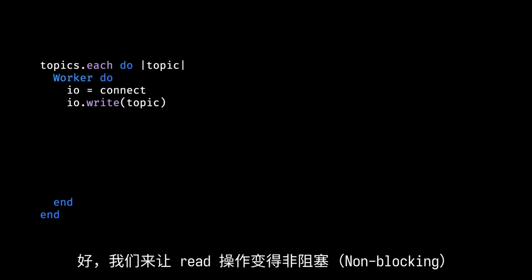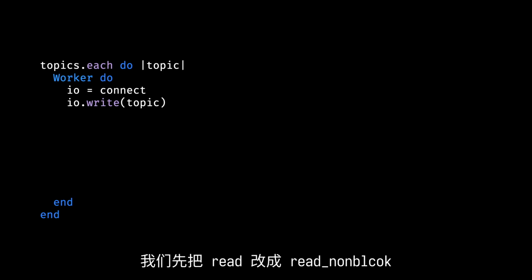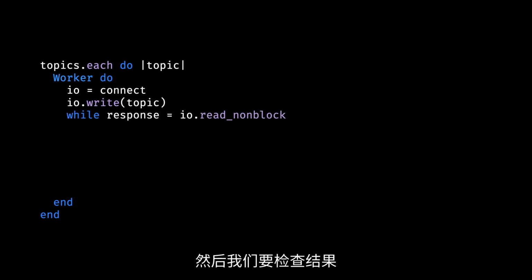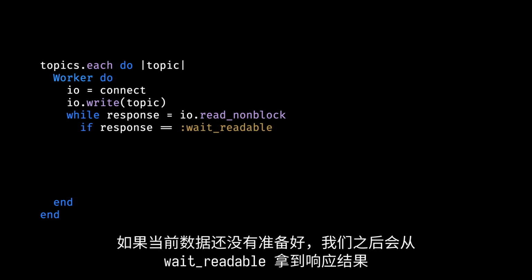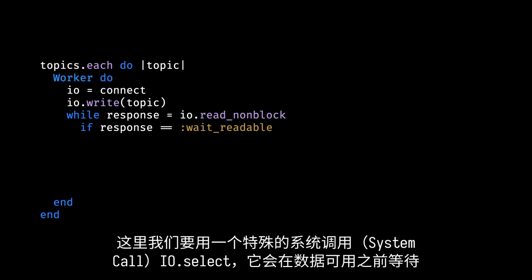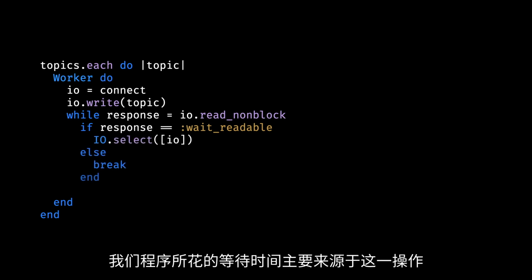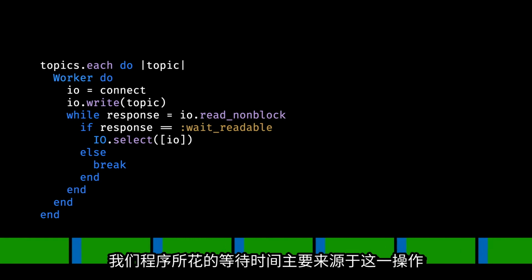Okay, let's make our read operation non-blocking. Firstly, we are going to change read to read non-block. Then we need to check the result, and if the data was not available, we will get the response wait readable. In that case, we will use a special system call, io.select, which waits until the data is available. This is the operation which accounts for the waiting time in our program.